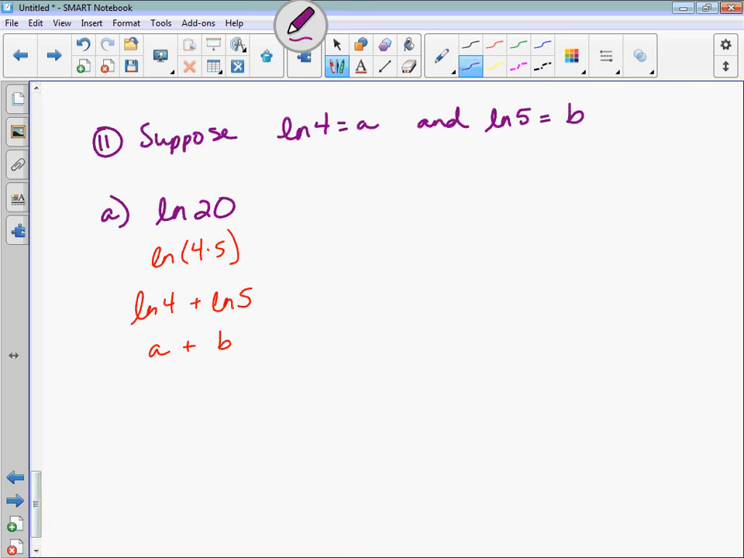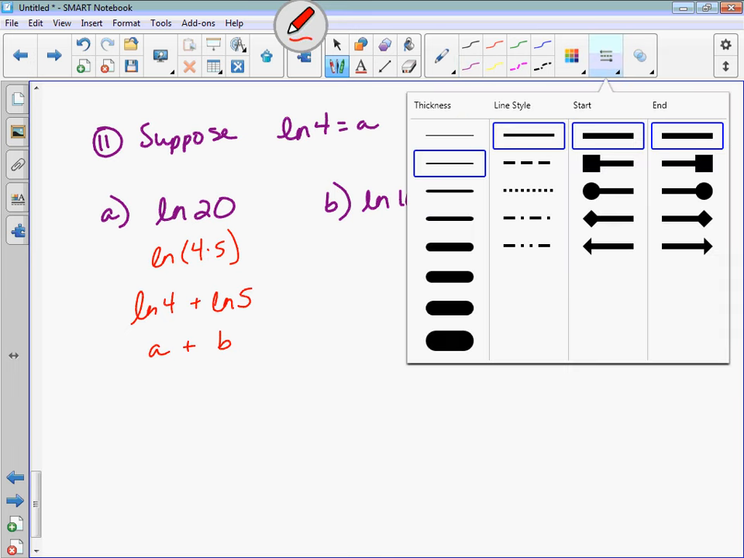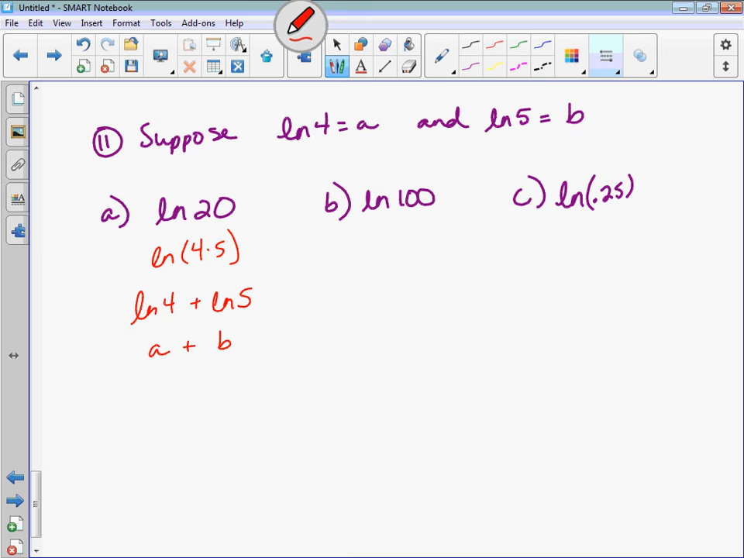So let's try another one that's a little trickier. Not a lot trickier, but a little. Natural log of 100. And then C is going to be natural log of 0.25. So try to do those two for me. You can only use 4s and 5s. You can use exponents with them, but you can only use 4 and 5.